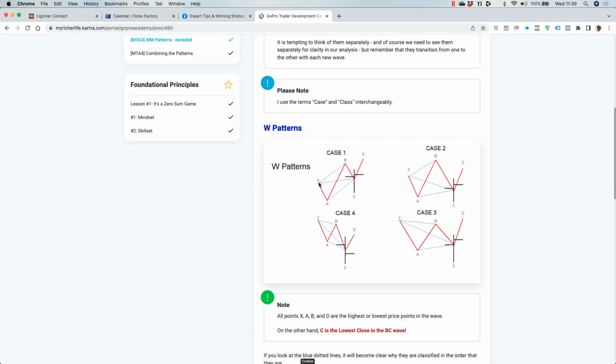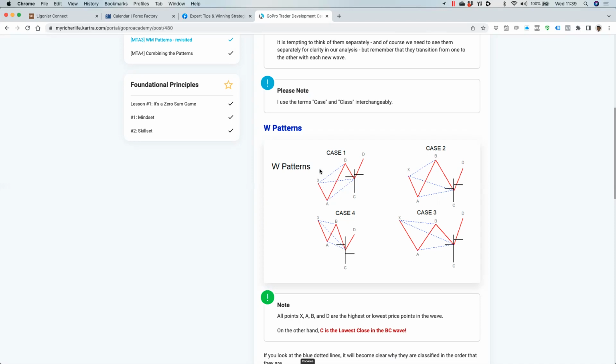And you can actually see it here, where you can see all of these lines, X to B, X to C, and A to C are all upwards pointing. Now, these are also all closes, by the way. Really important to note, because even if C came all the way down and went below A, that would be fine as long as the lowest close is above X.